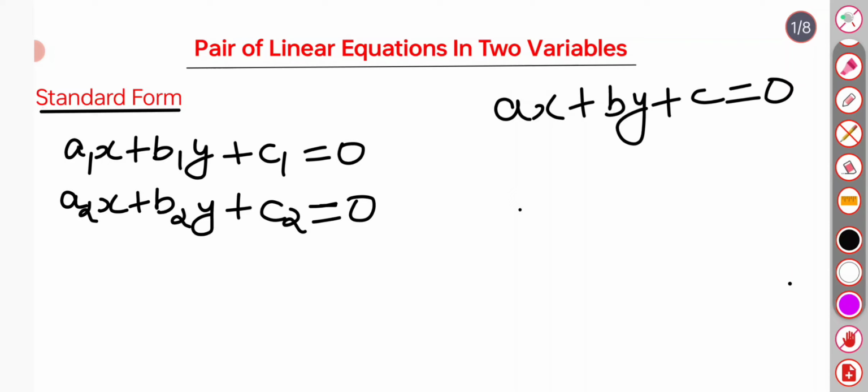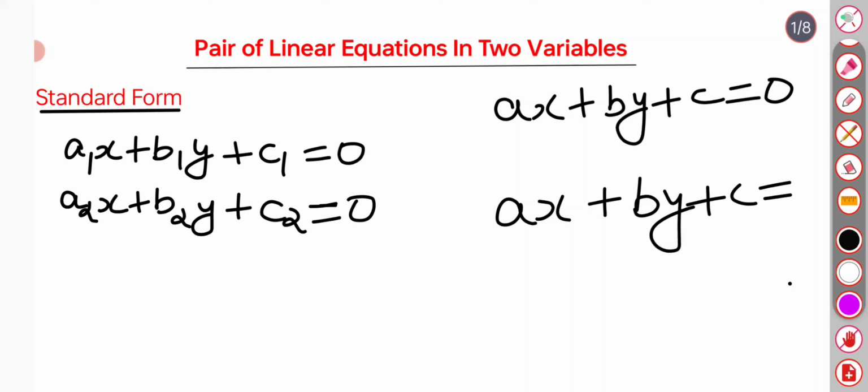First equation, there are two equations or not? ax plus by plus c equal to 0. There are two equations. So first equation we will take as a1, b1, c1. For equation 2 we will take as a2, b2, c2. So this is the standard form of pair of linear equations in two variables, where a1, a2, b1, b2 are respectively the coefficients of x, y, and c1 and c2 are the constant terms.